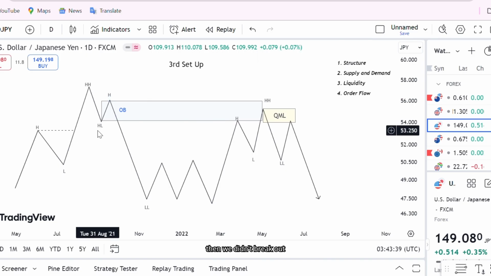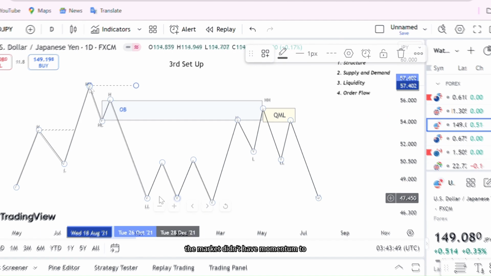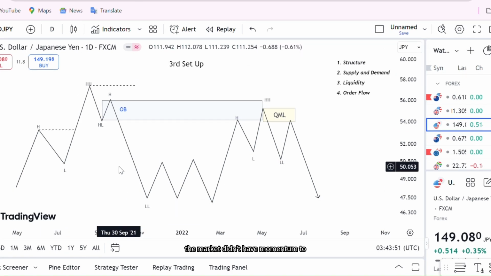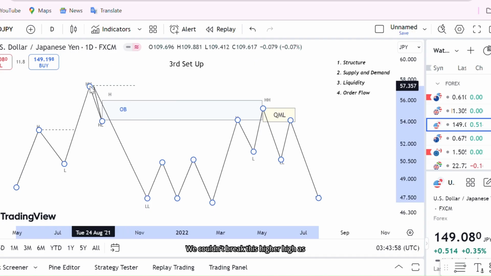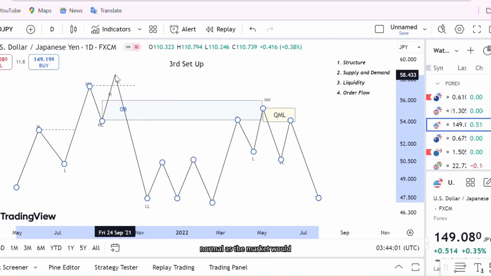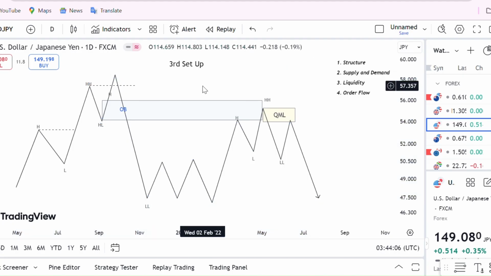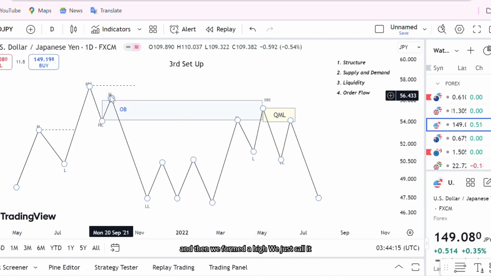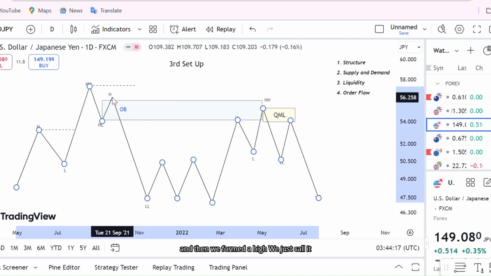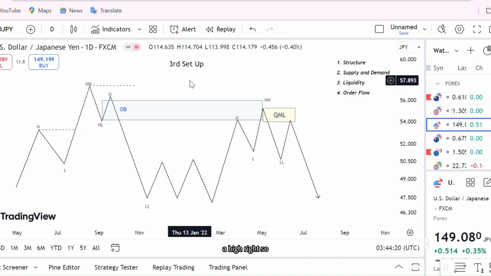But then we didn't break out this higher high. The market didn't have momentum to continue on the bullish trend, right? So we couldn't break this higher high as normal as the market would. For example, it was gonna be like this, but now it is as if there was no momentum to break that high, that higher high, right? And then we formed a high. We're just gonna call it a high, right?